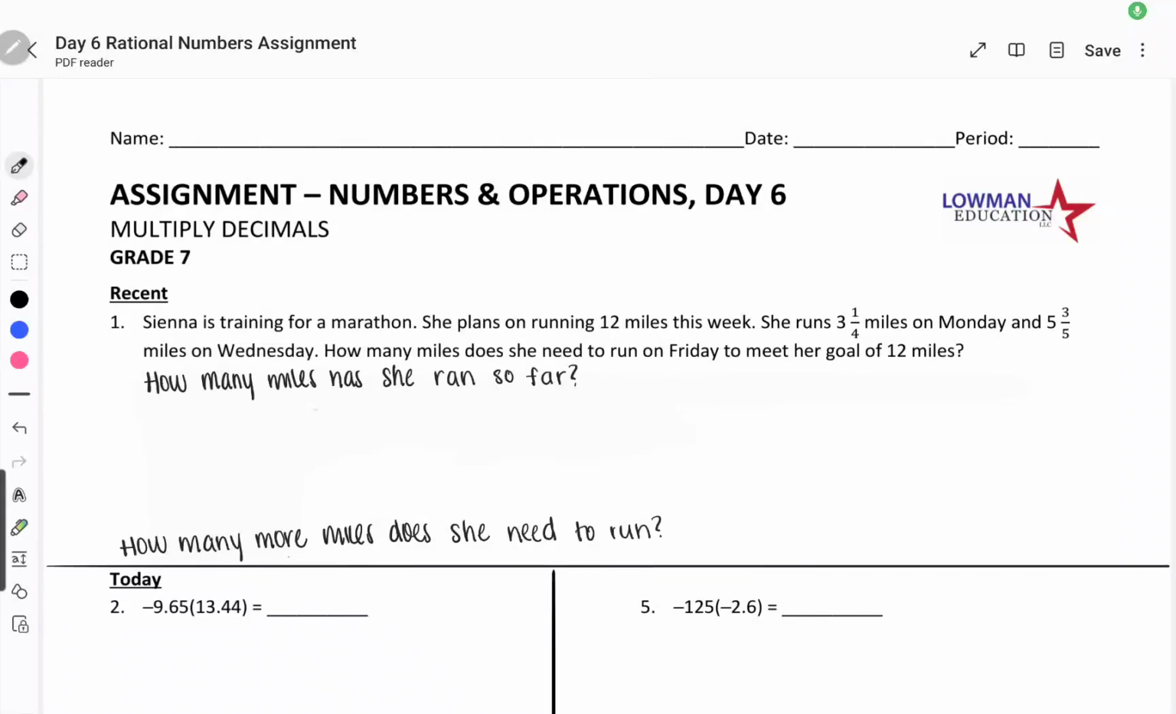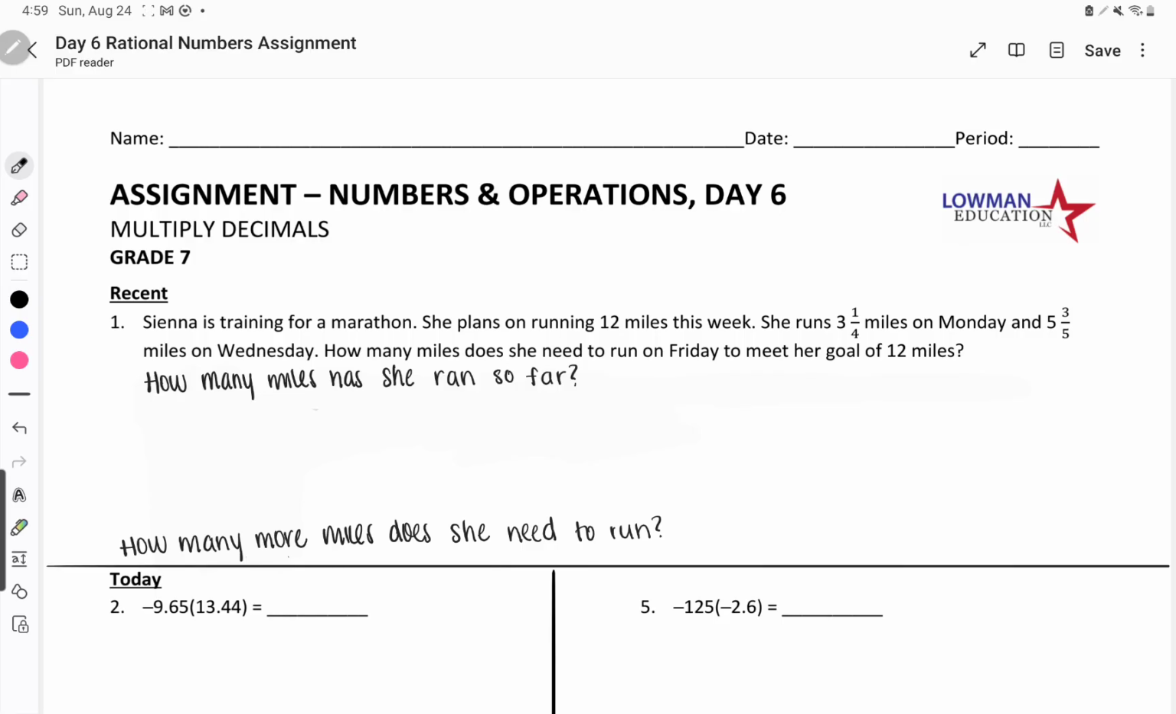for a marathon. She plans on running 12 miles this week. She runs 3 1/4 mile on Monday and 5 3/4 mile on Wednesday. How many miles does she need to run on Friday to meet her goal of 12 miles? When we take a look at this problem, it's a two-step problem.